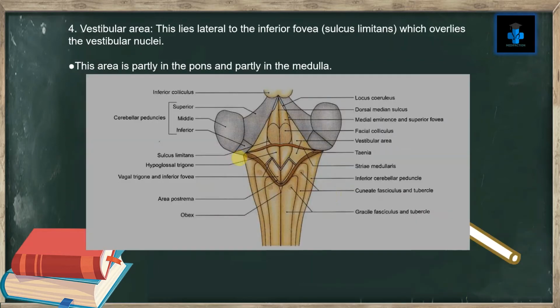The fourth one is vestibular area. This area lies lateral to the inferior fovea or sulcus limitans, which overlies the vestibular nuclei. This right here is the vestibular area. This area is partly in pons and partly in the medulla.